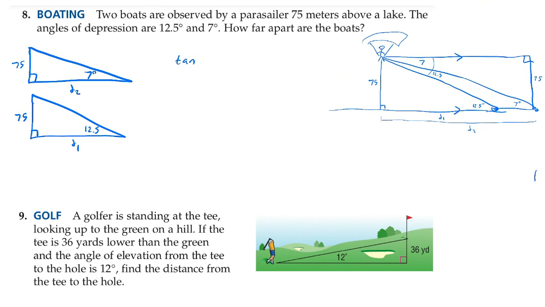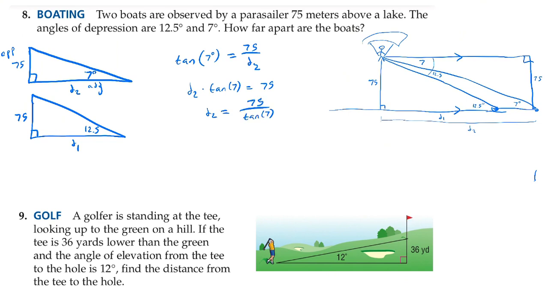We've got so many tangents. Again, we have the tangent of 7 degrees, and I know that because this is the opposite side over the adjacent side. So tangent of 7 equals 75 over d2. Multiplying, we get d2 times tangent of 7 degrees equals 75. Then we divide, so the second distance is 75 divided by the tangent of 7.